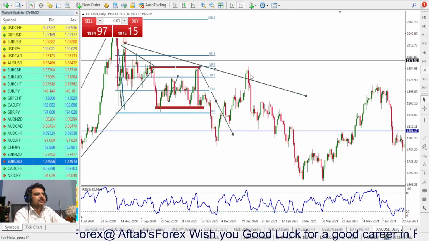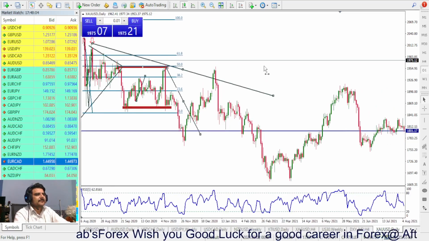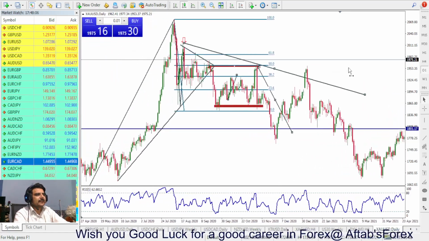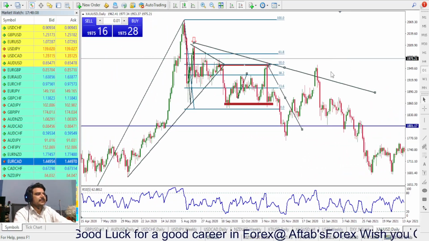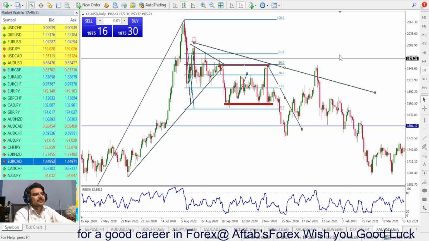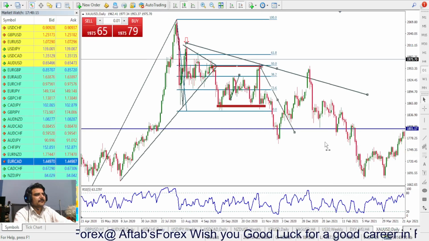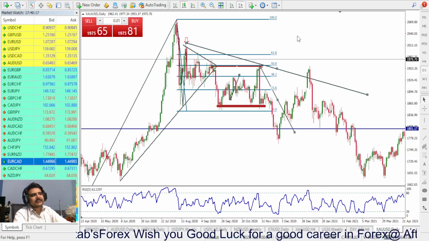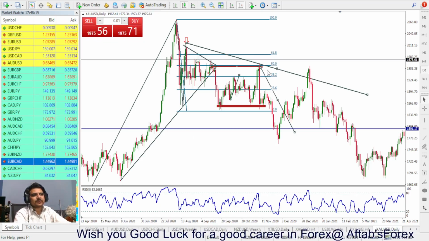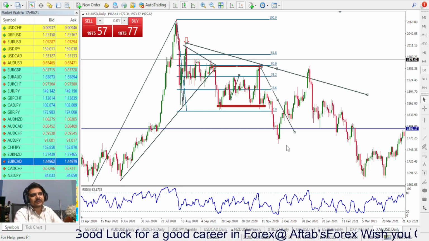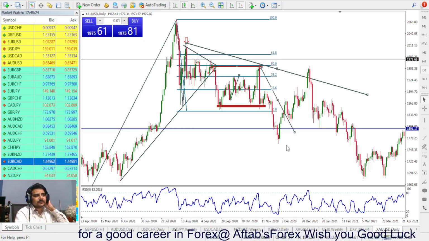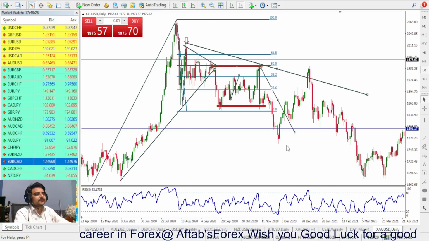A little bit of false breakout. Here come the inconsistent traders. I will be deleting some of these lines, so if you want to take a screenshot of it, you can take it. Okay.